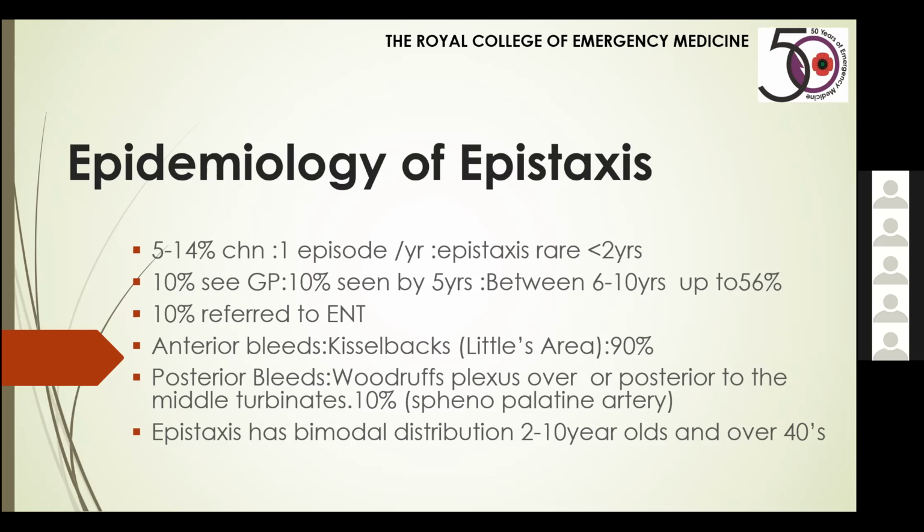Epistaxis has a bimodal distribution. It happens mainly in 2 to 10-year-olds. Then there's a gap, and then it occurs in midlife. Now, if you see epistaxis in teenagers and those in their 20s, you should suspect local factors like cocaine sniffing, or there could also be a traumatic element to it.